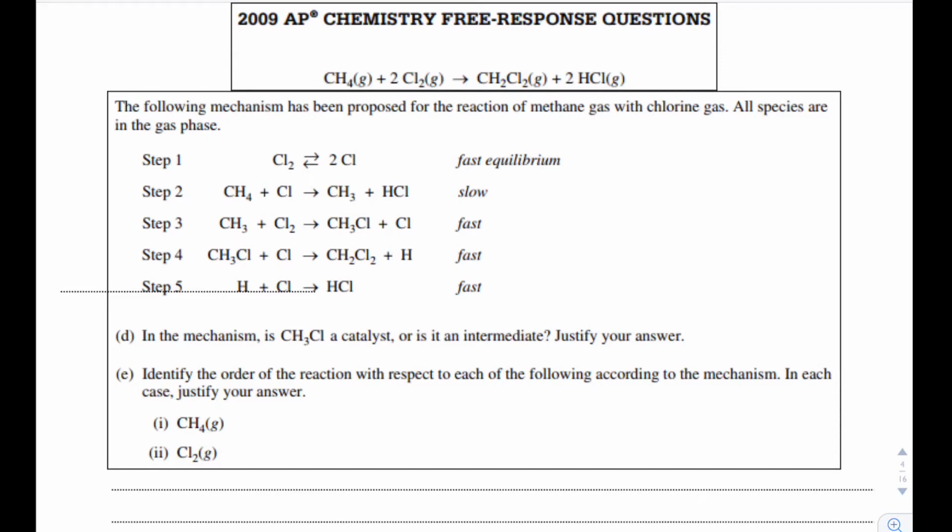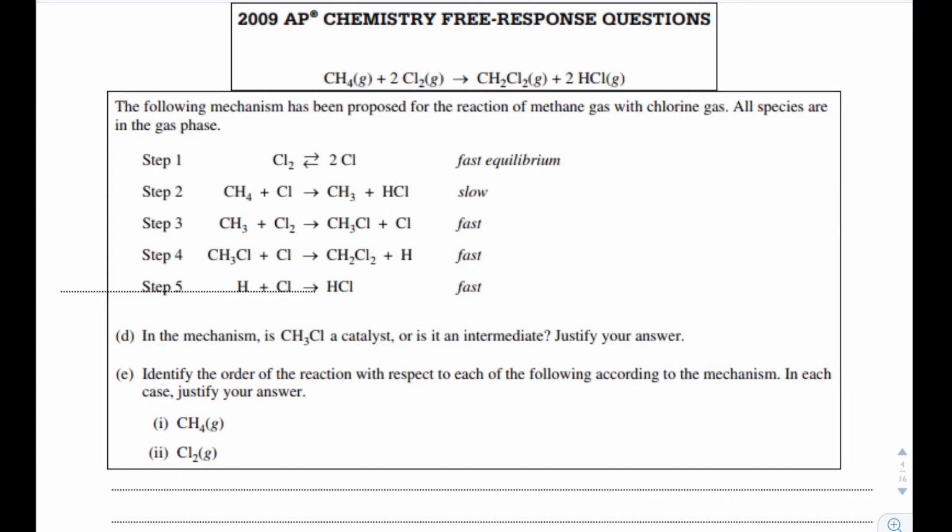In this video, we're going to look at a question from the 2009 AP Chemistry test, just a few parts of it where we have a reaction mechanism. So we've got this overall reaction between CH4 and Cl2, and it produces products of HCl gas and CH2Cl2 gas. And they say that the following mechanism has been proposed for the reaction of methane gas with chlorine gas, and all species are in the gas phase.